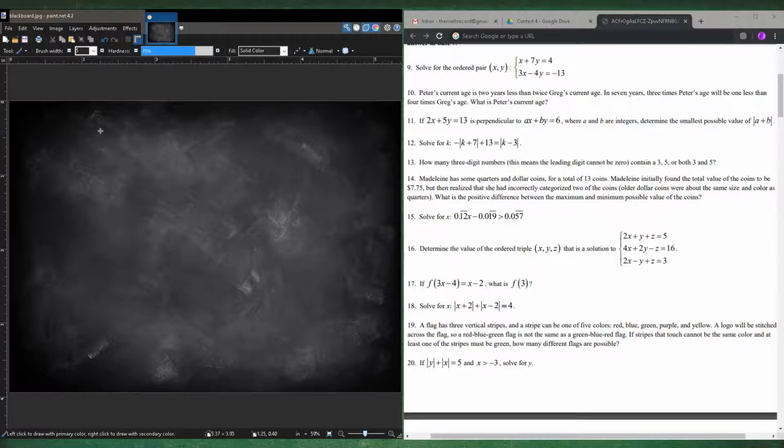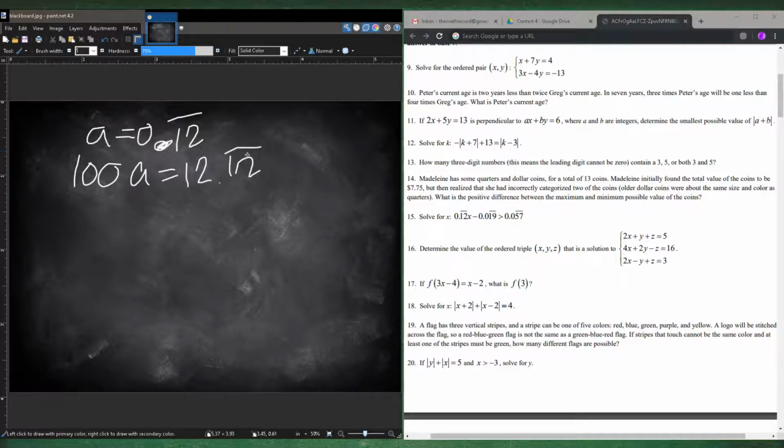So to do this, let's say A is equal to 0.12 repeating, right? Multiply this by 100A. So you basically move the decimal place. So it's multiplied by 10, 100, 1,000, etc. So you multiply by 100, you move 2 decimal places, so it's 12.12 repeating again. So subtracting that, you basically get 99A, 100A minus A, and then 12.12 repeating minus 0.12 repeating just gets 12. You see how that worked? So you get 12 over 99.